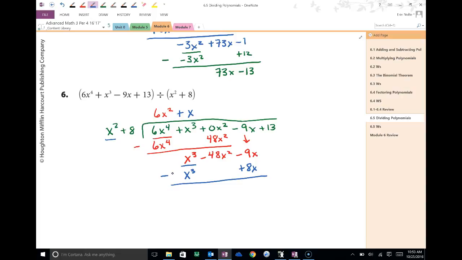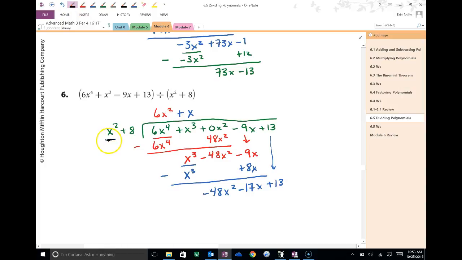How many x squareds do I have? Negative 48 x squareds. How many x's? Careful, careful, careful. Negative 17, there you go. Negative 17x. Okay, and we're dropping our last term. We're almost there. Got to do it again.